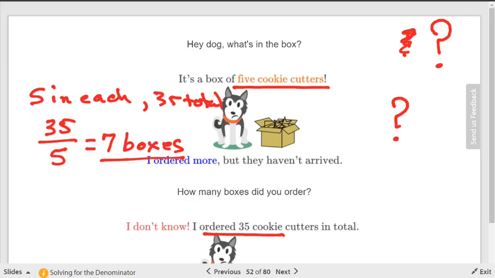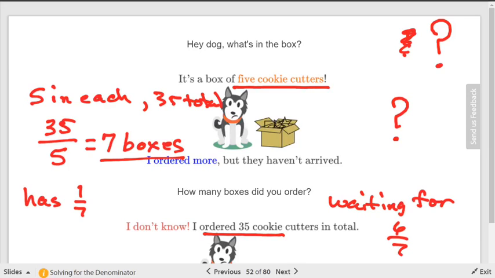So he still has 6 to go, right? So in other words, he has 1/7 of his order, right? And he's still expecting what? 6/7 of it, right? So he has 1/7. So he's still waiting for 6/7 of his order. Okay? Does that make sense? Yeah, it does.